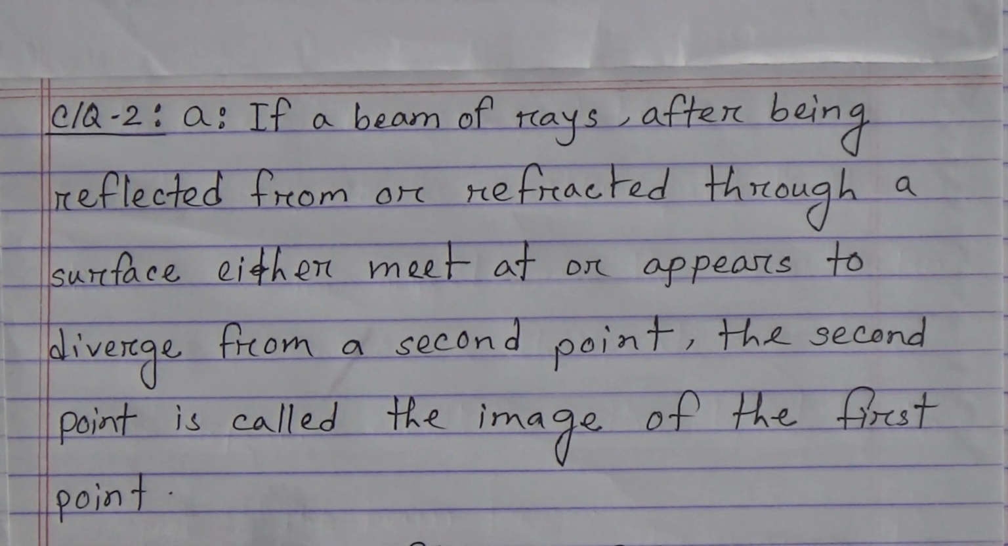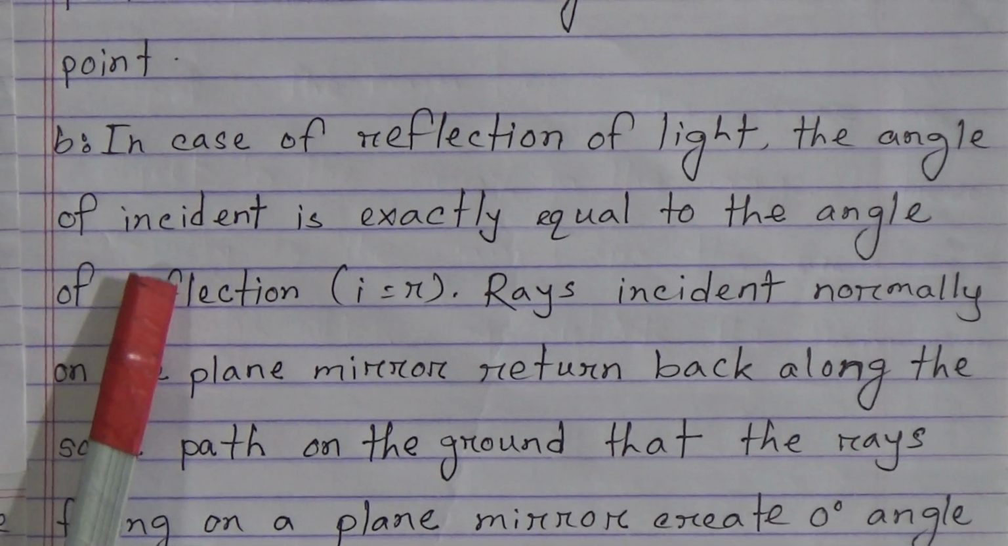Now question number B, why do rays incident normally on the mirror turn back along the same path?